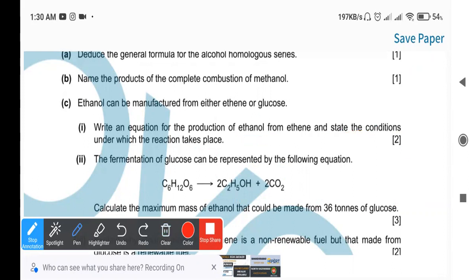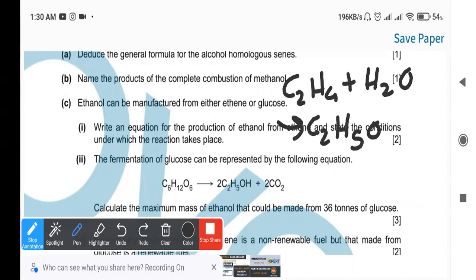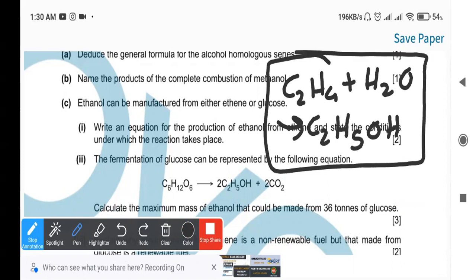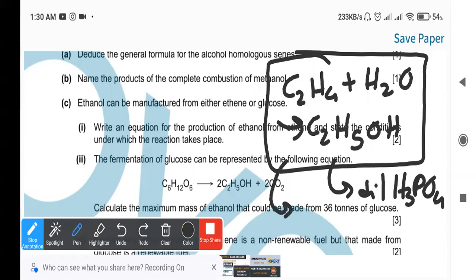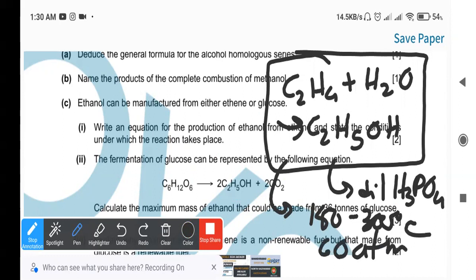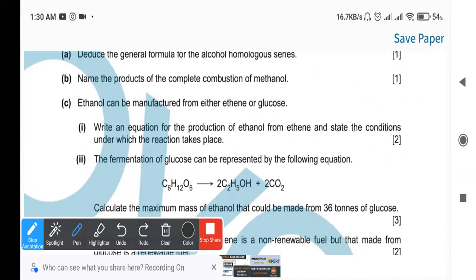This one is important. Ethanol from ethene: C2H4 plus H2O, that means HOH, gives C2H5OH. The conditions are: we must give a catalyst, which is dilute phosphoric acid. Since water is the reactant here, we will be using a dilute strong acid. Phosphoric acid is the best. Then we have to use a temperature of about 150 to 300 degrees Celsius, and a pressure of 60 atmospheres. These are the conditions for the reaction between ethene and water.